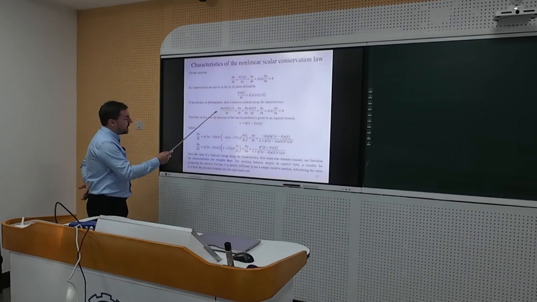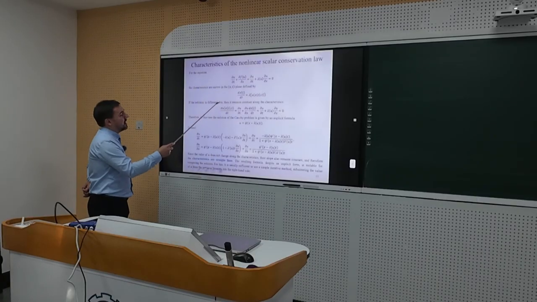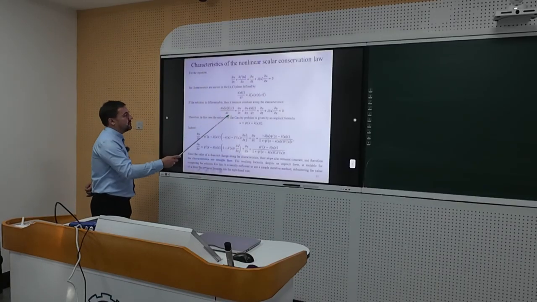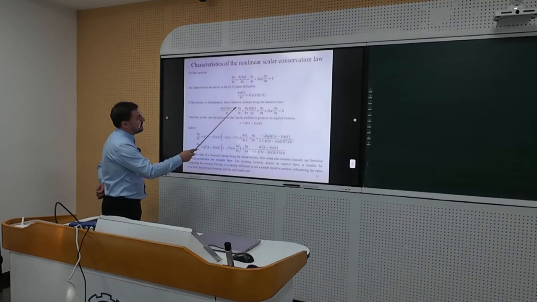Why is it so? We can compute the full derivative du over dt from this u. As the derivative of a complex function, we should compute the partial derivative du over dt, because we have t here, plus du over dx times dx over dt.